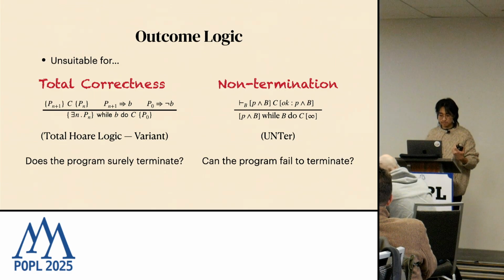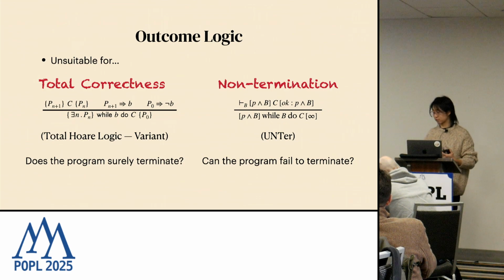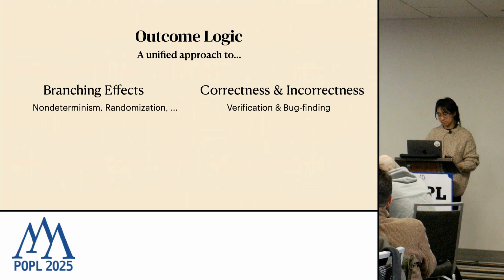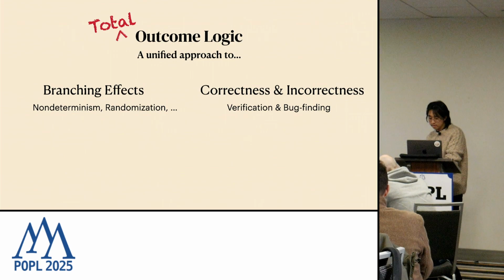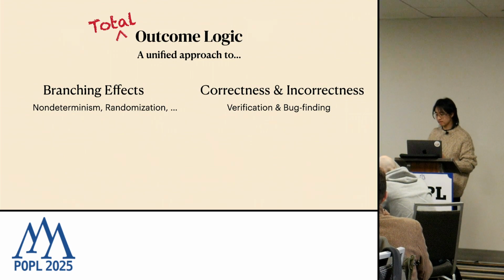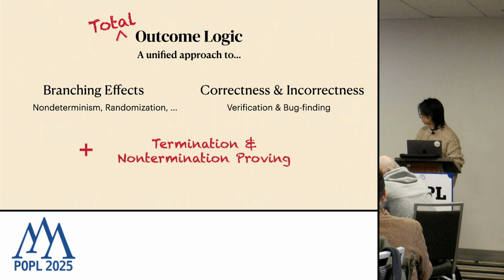So to paraphrase, we want to be able to ask, does my branching program surely terminate across all its branches? And is it possible that the program fails to terminate in one of its branches? These cannot be answered in outcome logic. Instead, we propose a simple extension of the theory of outcome logic to provide support for proofs of these kinds.